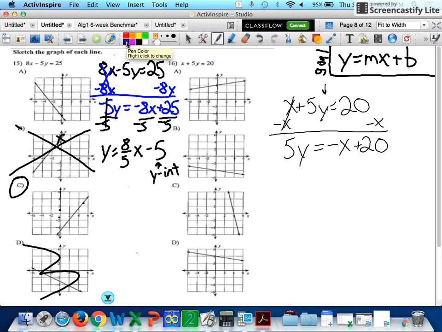Final order of business, I've got to get y by itself, and this is multiplication in between them. So to undo multiplication, I divide by 5, and I divide every single piece by that 5. What I get is y equals.